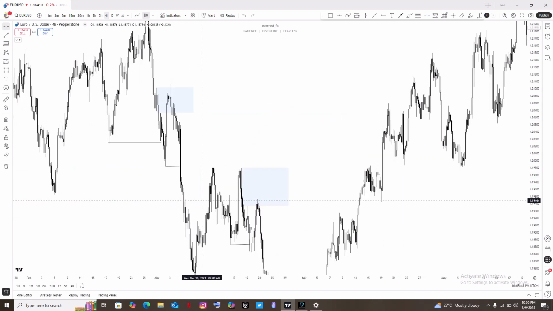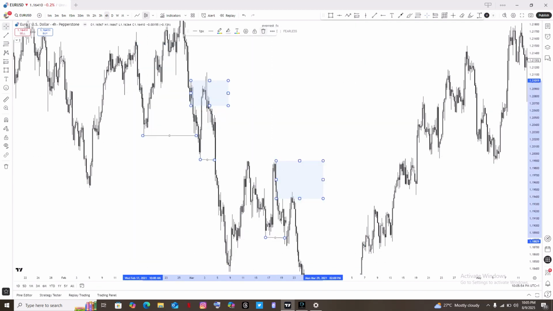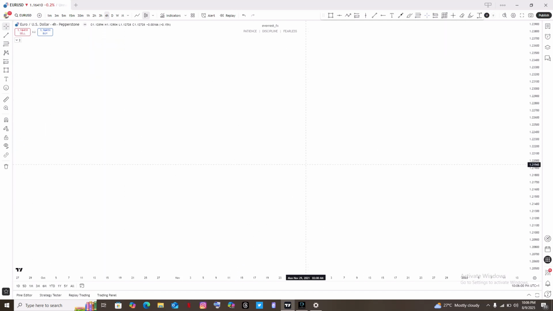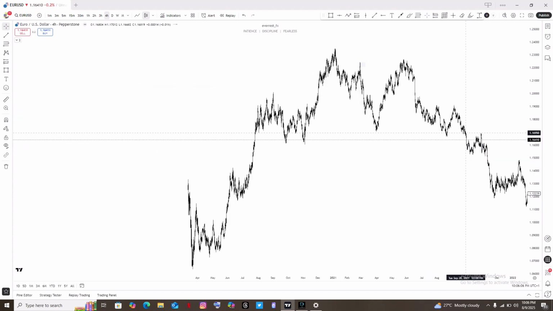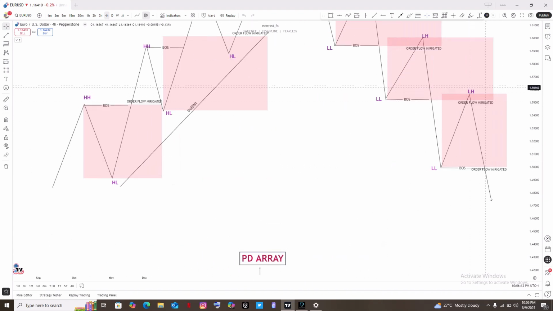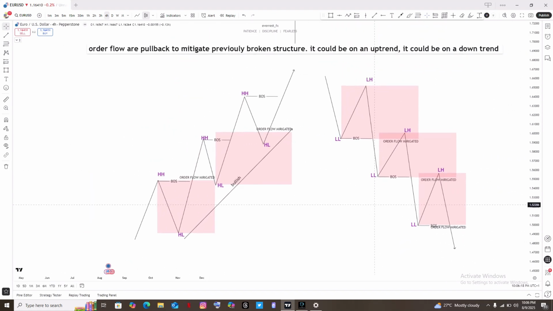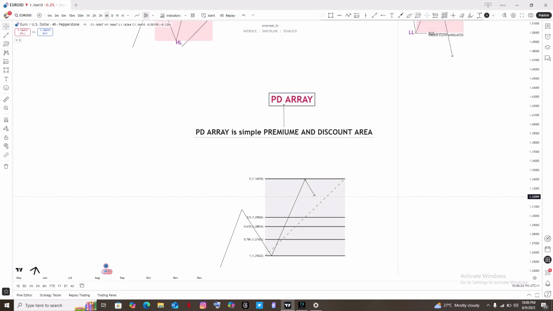So now, one thing that, well, let's leave that for now so that I should not get you guys confused. Let's go back to the line I drew before. So that is just it. Now, the next thing I want us to talk about now is PD array. PD array. Premium and discount areas.